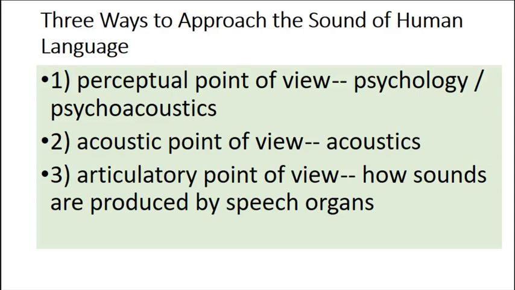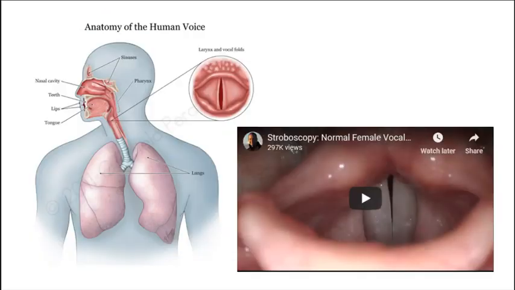Then there is the acoustic point of view, acoustics being a branch of physics, and this studies the kinds of sounds that make up language, and again, it can relate to how we perceive them too. And finally, we can look at language from the articulatory point of view, that is, how our speech organs produce sound. And the way we classify sounds in linguistics is by how our mouth and our throat and our nasal cavity and the other speech organs produce sound.